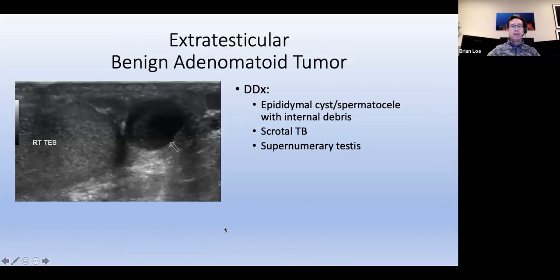Okay, solid masses. This is a hypoechoic lesion. Here is the right testis. This is sitting outside of the testis in the paratesticular structures. So this ended up being a benign adenomatoid tumor, but we would have to give a differential. So, you know, this has some cystic component. So is this an epididymal cyst with debris? Is this secondary to scrotal TB? Or potentially a supernumerary testis, although the hypoechoic echotexture would argue against this last one.